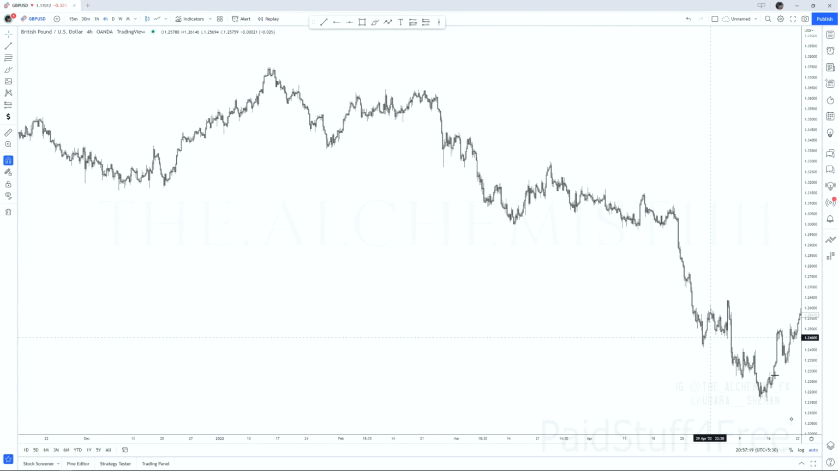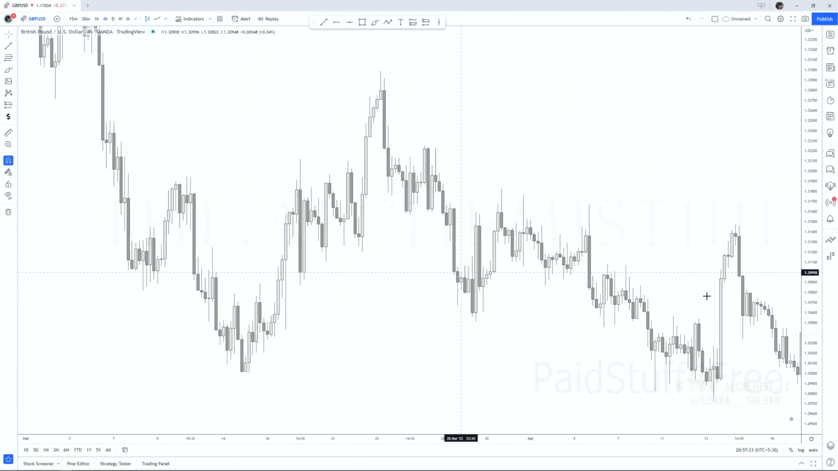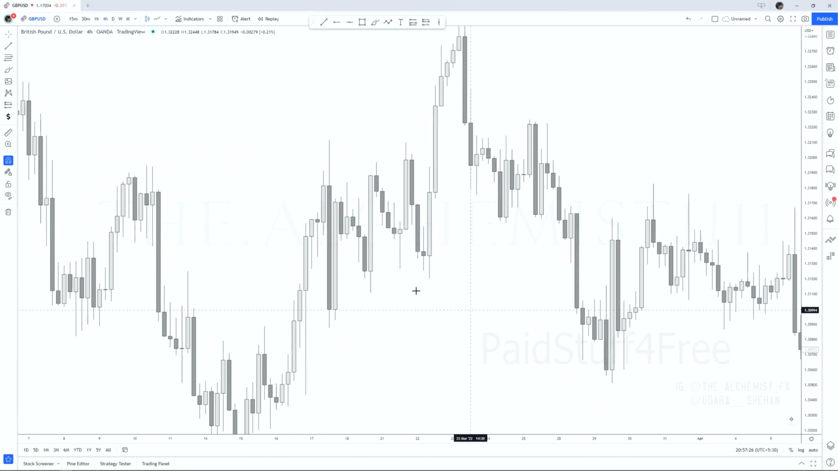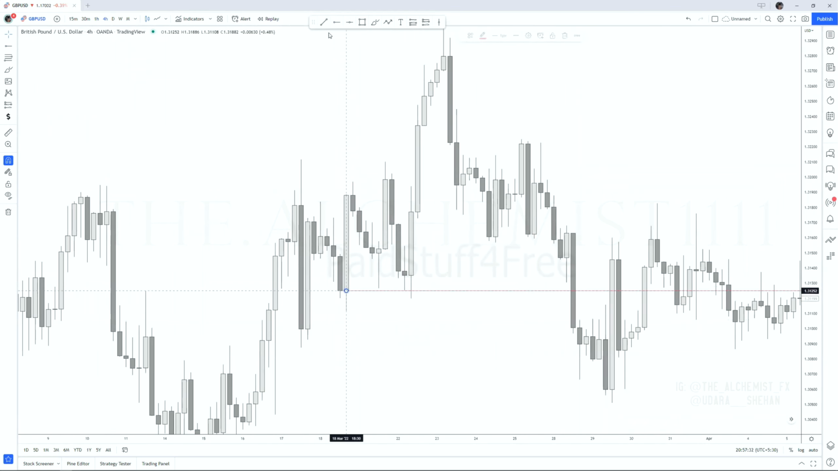Let me show you. Where else do we have one? Yeah, look at this one. This was very clean. Where did this one tap into? Right into this one. Why did it tap into this? That's the main thing: liquidity above it.